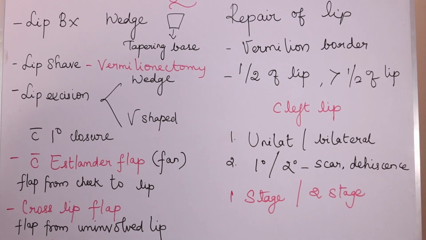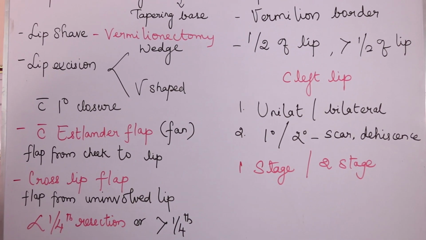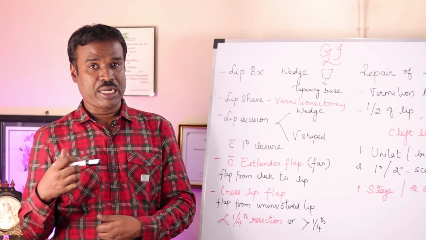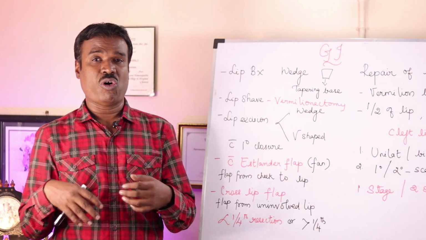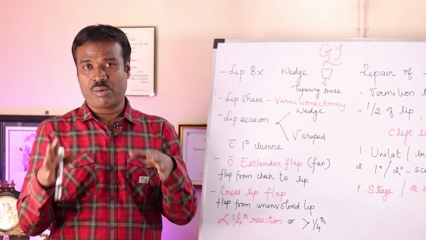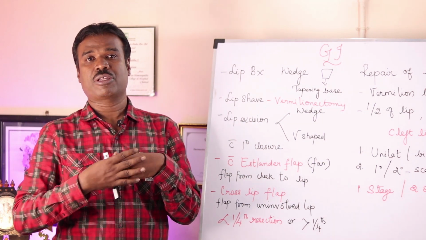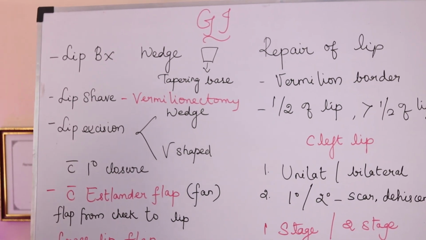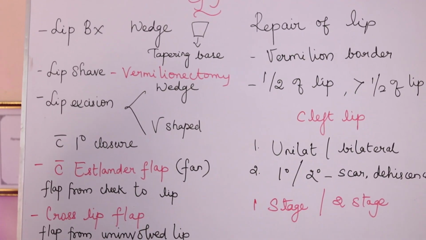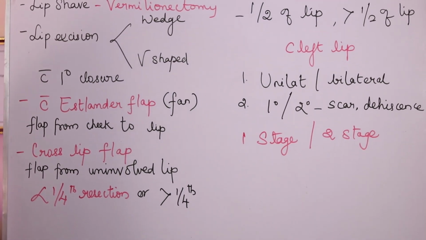And next, what we need to know is whether it is a primary repair or a secondary repair. Imagine the patient has developed a scar contracture or dehiscence or some other complication, and the patient is coming back again for treatment. In that case, you will have to use a secondary repair of cleft lip.